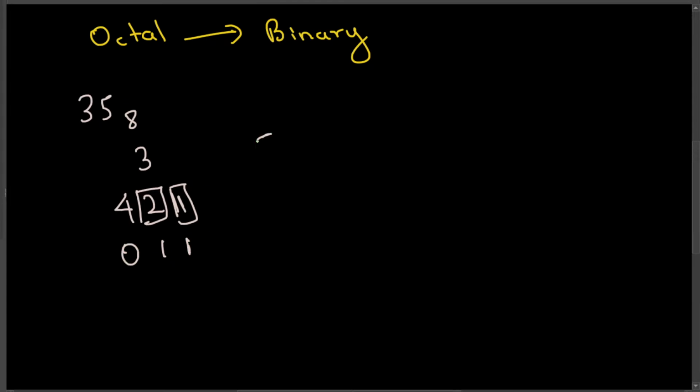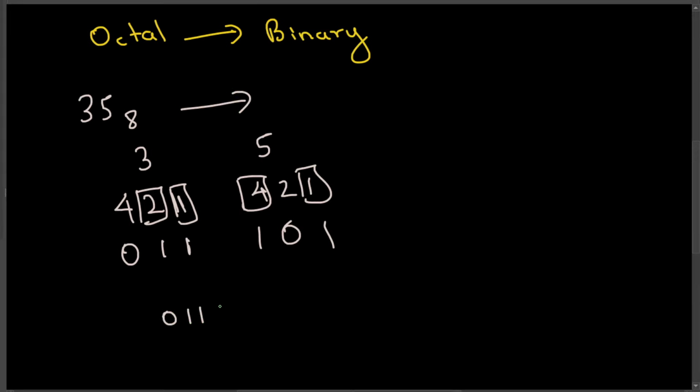And then for 5, which two numbers, if added, give me 5? 4 and 1, if I add them, it gives me 5. So I put 1 for them, and the others are 0. So the conversion for this one from octal to binary is 0, 1, 1, 1, 0, 1. And whenever you get an answer like this, if you have a 0 on the left side, you can always remove it. In binary numbers, if you have 0 in front, we can just remove it, and we can write it as 1, 1, 1, 0, 1.